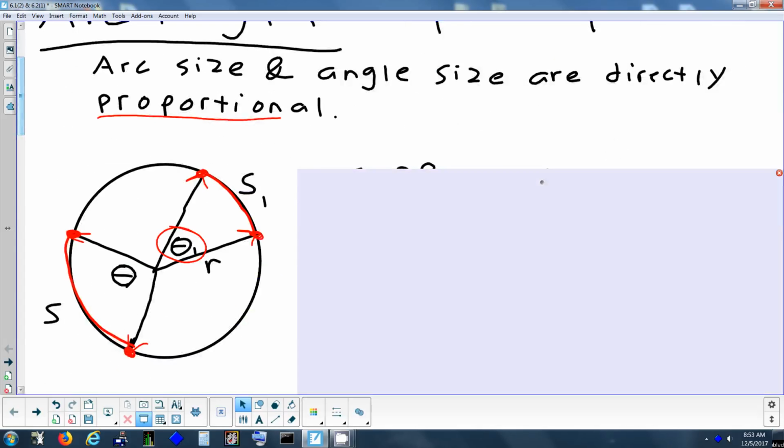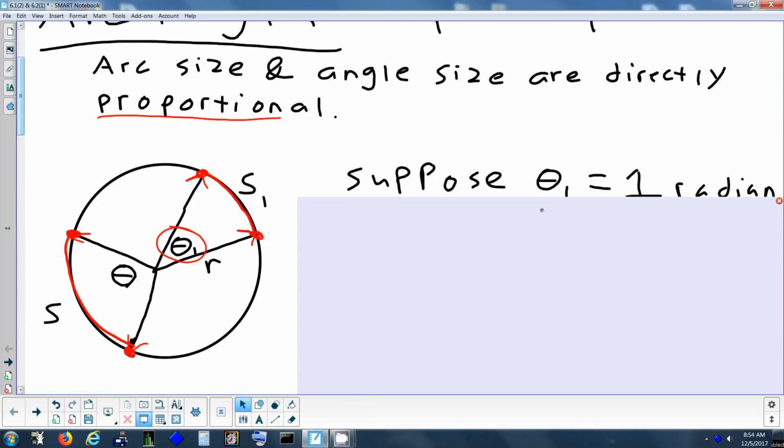Remember that? How big does that angle have to be so that arc, S1, is automatically the same size as something else? It has to be 1 radian. And if that angle is 1 radian, do you remember what that arc is the same length as in the circle? The radius, exactly. And that's your starting point. There's your 1 foot, 12 inches.